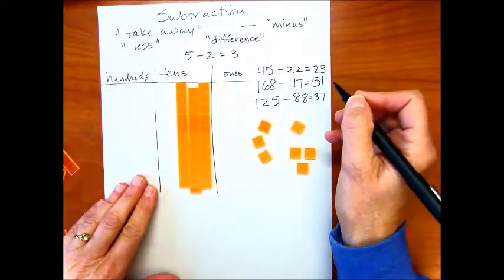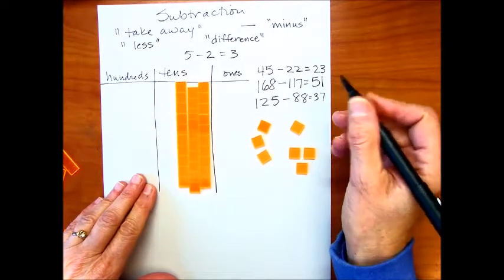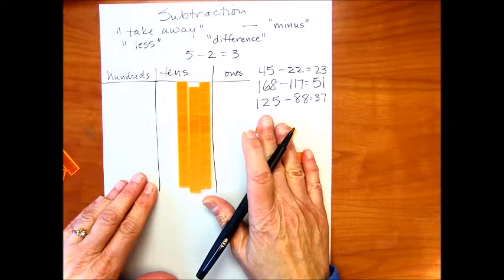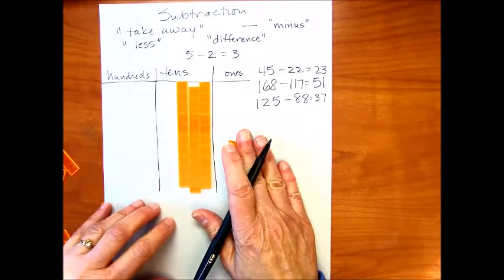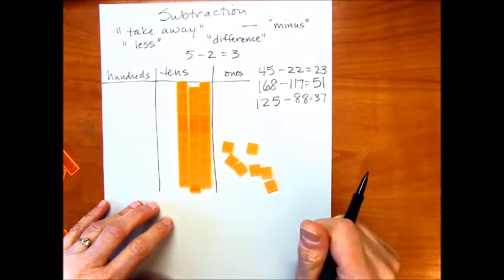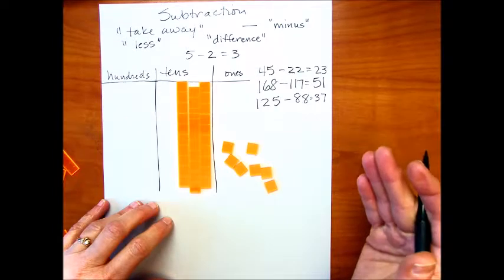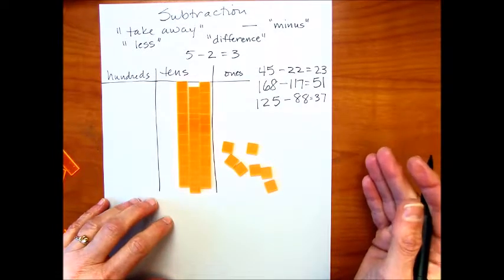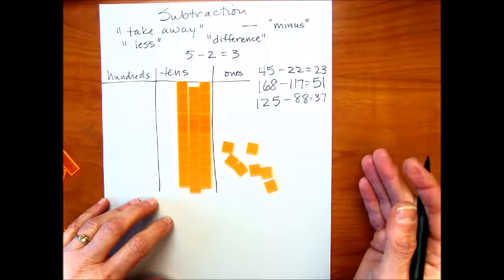And that's what trading or borrowing is all about with subtraction. Now, granted, when you're doing these types of problems on your homework, you're not going to be working with base 10 blocks, but I wanted to show you the concept of what is going on when you're doing subtraction and when you're borrowing. You're basically trading in one place value for another place value.